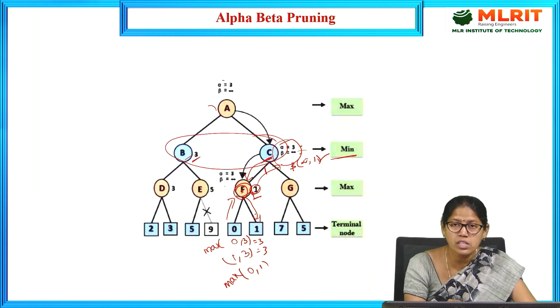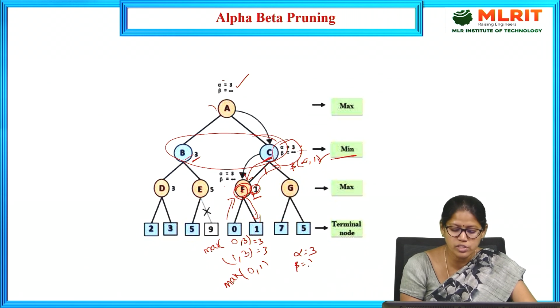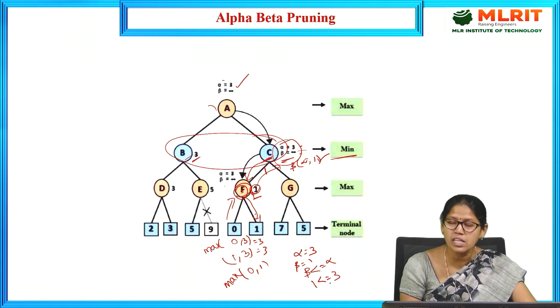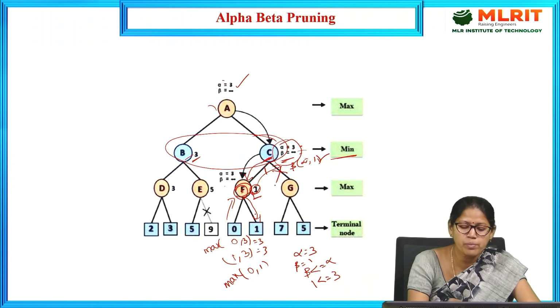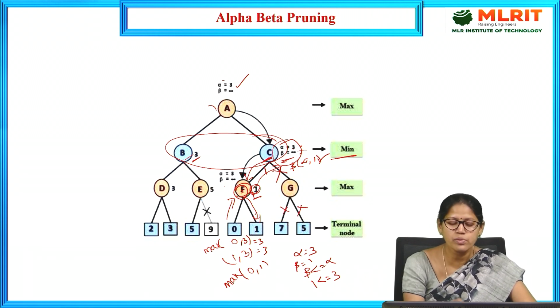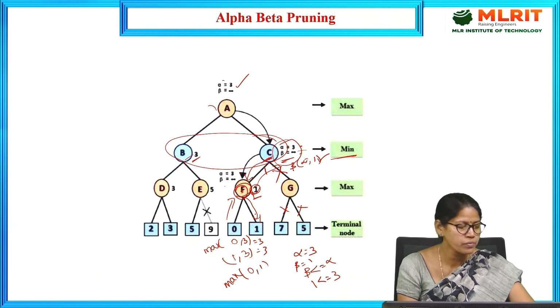Now it will check the condition. Already the parent alpha equal to 3 is there, and beta equal to 1. Now it will check the condition, beta less than or equal to alpha. What is the beta value now? 1. Is 1 less than or equal to alpha, which is 3? So the condition is satisfied. Then it will prune the entire branch. It won't go to the next successors of this C node.